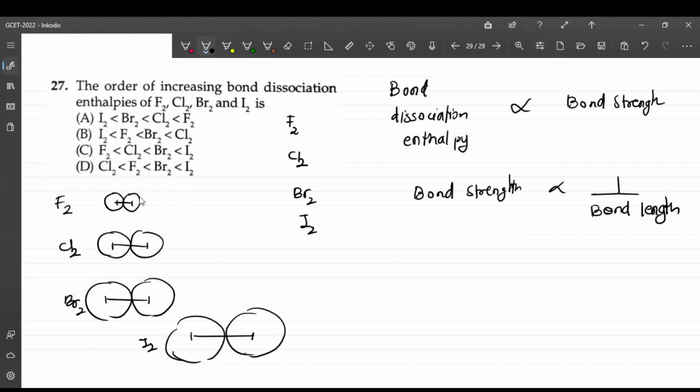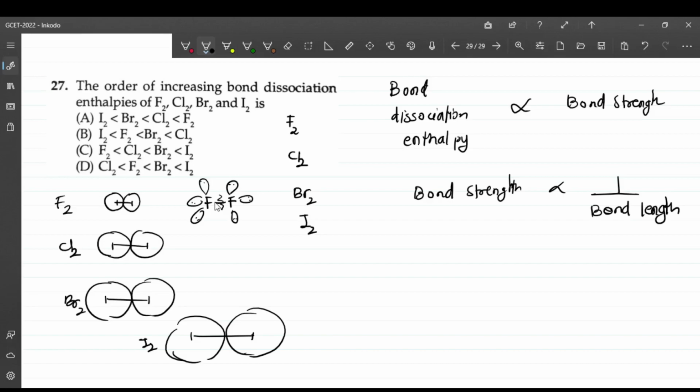So here fluorine is not having the highest bond strength, because fluorine is a very small atom. There are 3 lone pairs on each fluorine. So there is a lot of inter-electronic repulsion. So this bond is not very strong, although it is the smallest, right?